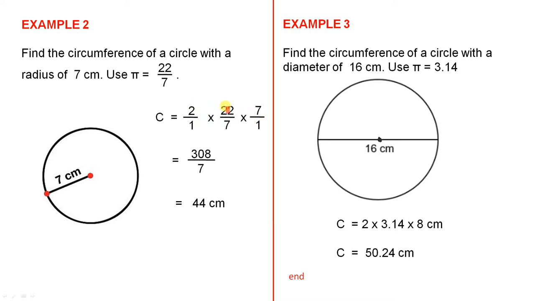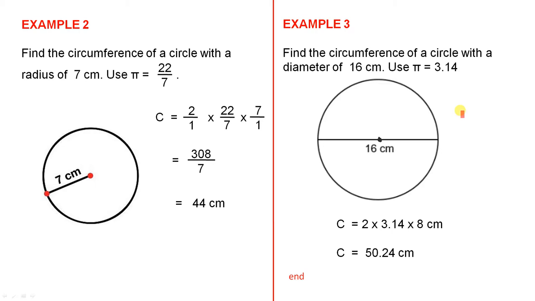2 times 22 times 7 gives us 308. Very straightforward. 308. 1 times 7 times 1 is 7. 308 divided by 7 gives us 44 centimeters. So the circumference of this circle is 44 centimeters.